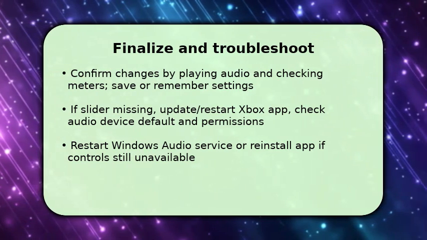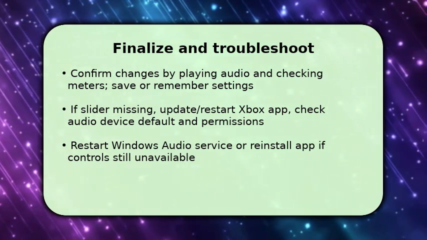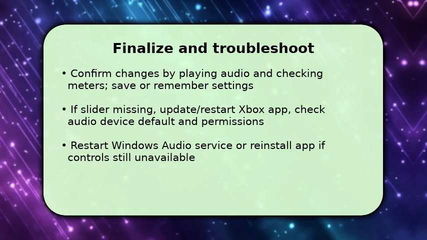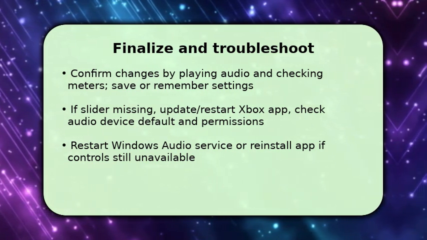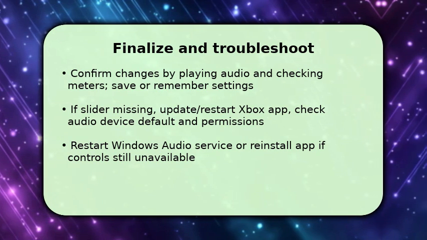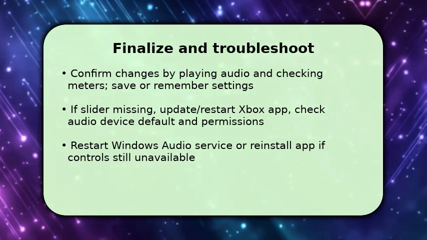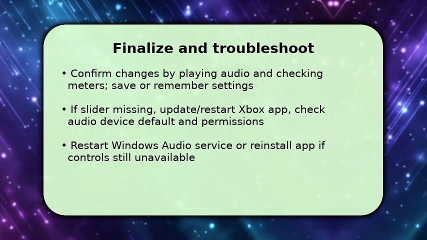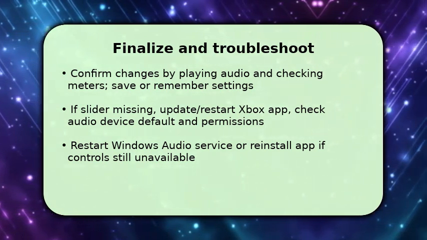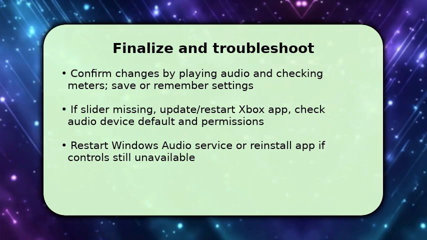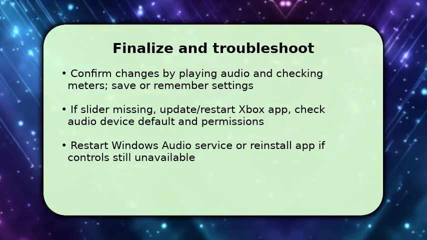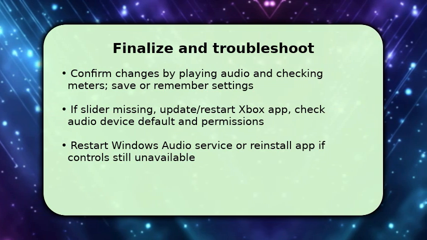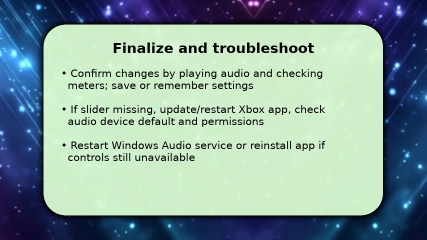If the Xbox app entry doesn't appear in the mixer or game bar, make sure the app is producing audio, update the Xbox app, and set your headset as the default device. If that fails, restart the Windows audio service or reinstall the app. Troubleshooting tip: missing sliders usually mean the app isn't sending audio or Windows hasn't selected the correct output device. Fixing that restores control.